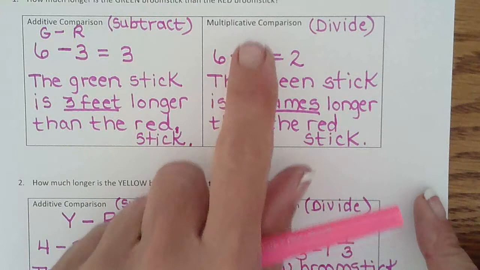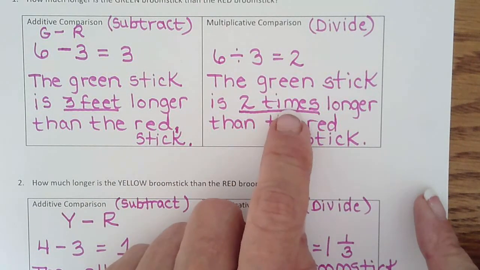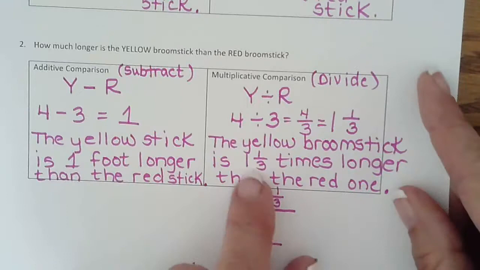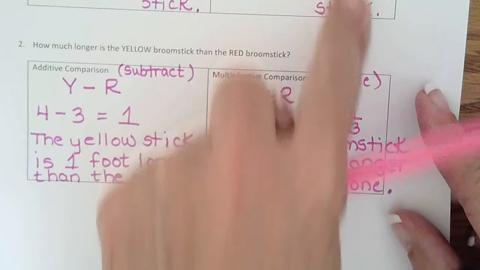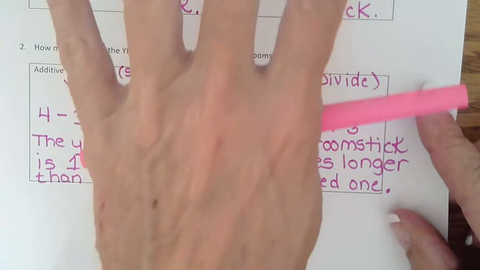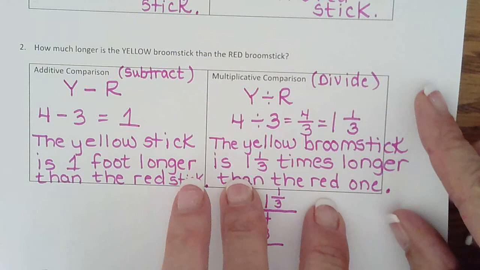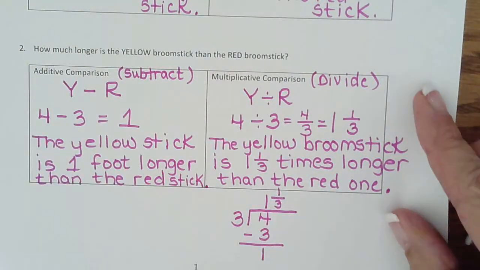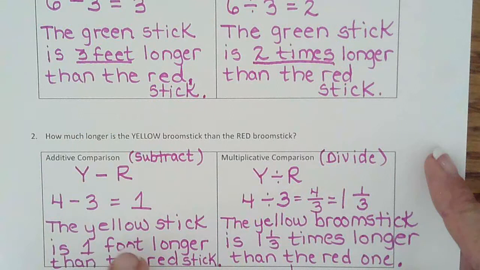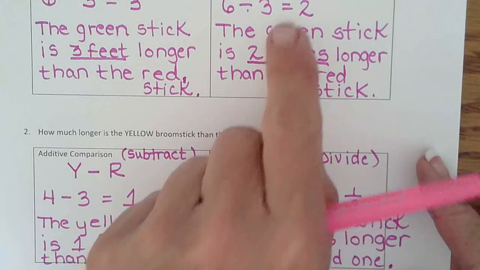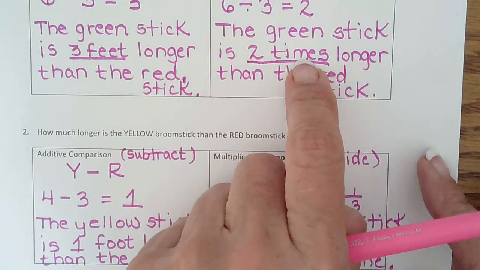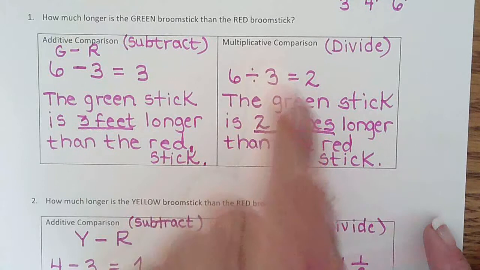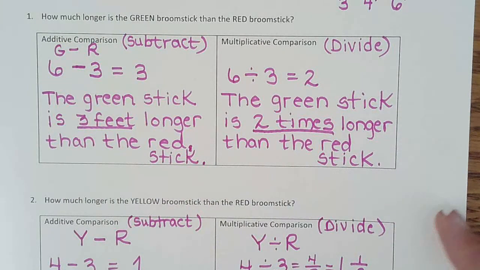But when we're using multiplicative reasoning, we said 2 times longer. 1 1/3 times longer. So the reason we didn't use feet on page 2 is because we're doing multiplicative comparisons, not additive comparisons. So additive comparisons use the unit, feet, inches, whatever. Where multiplicative comparisons, just think multiply means times. That's how you can remember. So anytime you see multiply, you know the word times will be in your answer. So that's what we need to explain here.